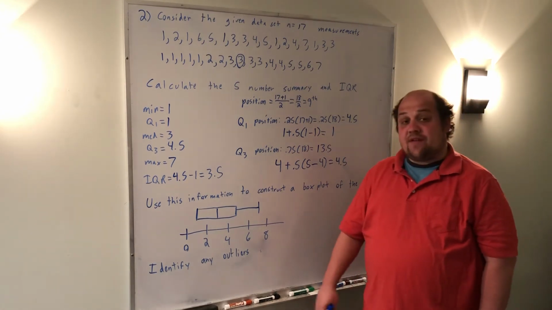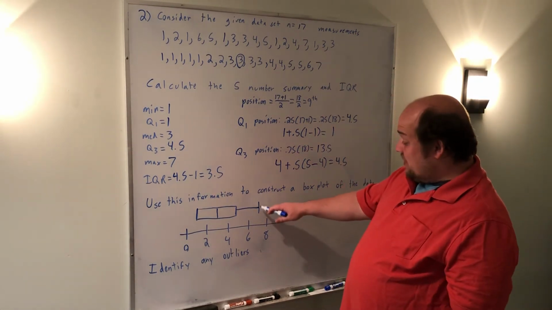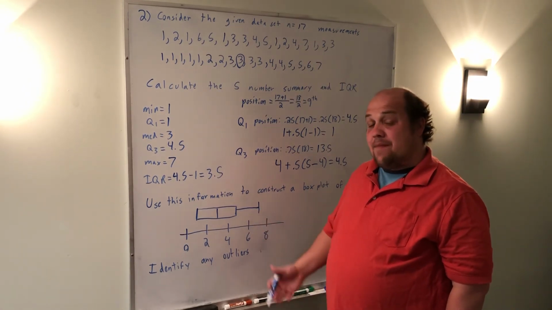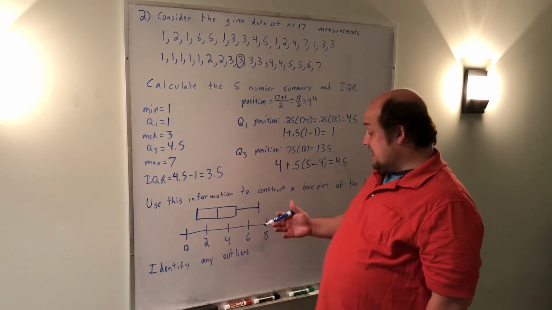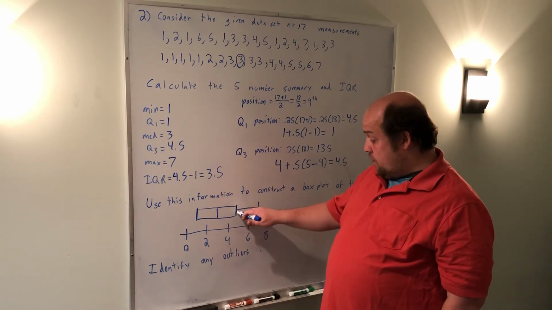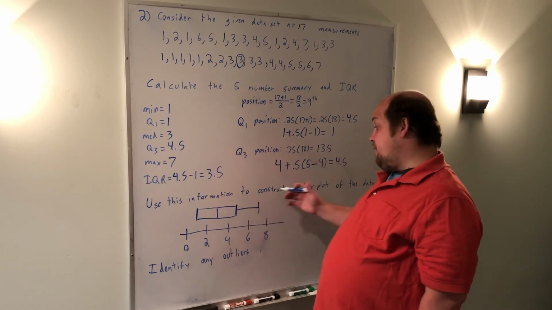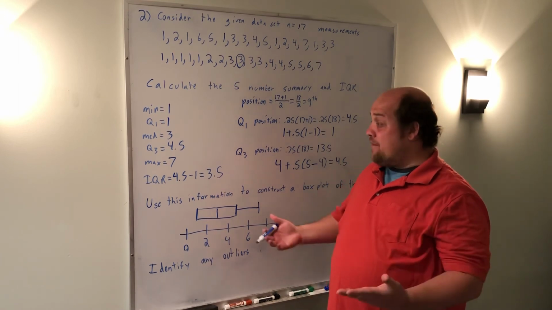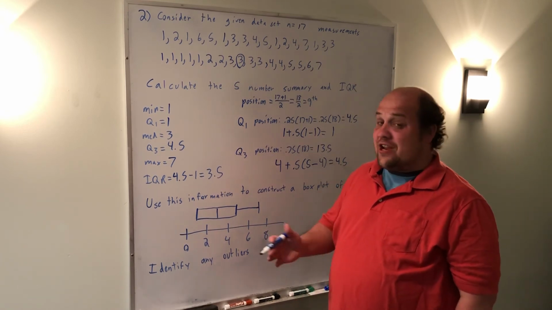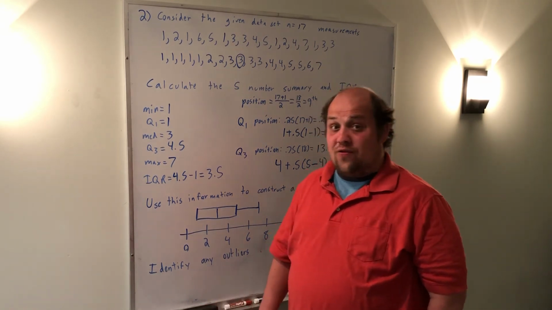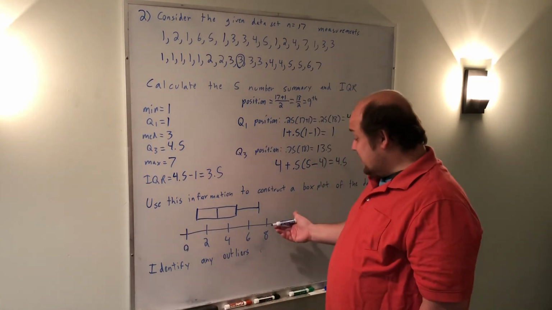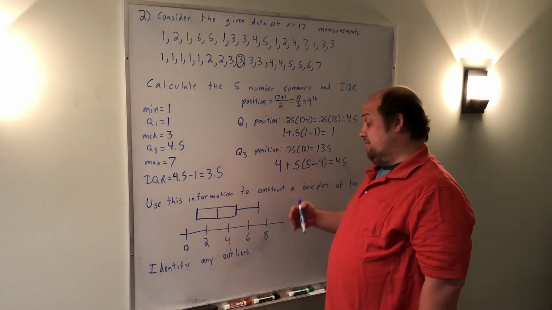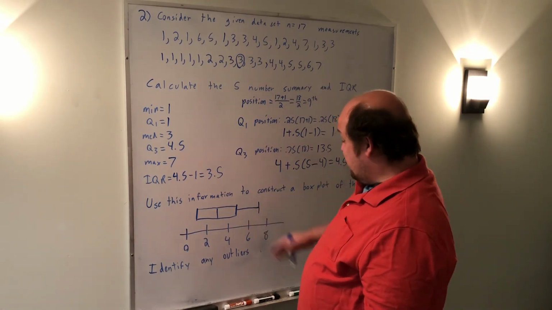When I'm asked to identify any outliers, this 7 is really my candidate. It does look like it's somewhat far from the box, but there's actually a mathematical way to find whether something is an outlier or not. If from this quartile, it's further away than 1.5 interquartile ranges, that's the definition of what makes something an outlier. In general, for this class, I do not need you to know that definition. Look and see, and if something looks like it's very far from the box, call it an outlier.